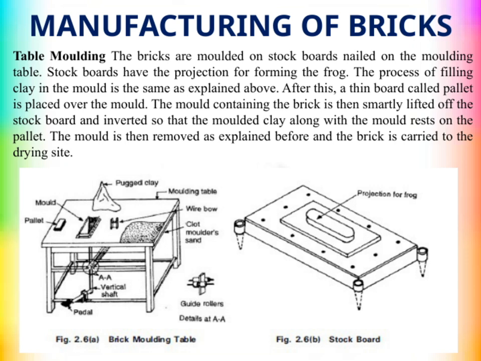This step is crucial because it helps in shaping the brick and preparing it for the next stages. After that, the mold itself is removed, just as we explained earlier. With the brick now on the pallet, it can be easily transported to the drying site. This method ensures the bricks are molded efficiently and maintain a consistent shape and size, which is vital for quality and uniformity in brick manufacturing.